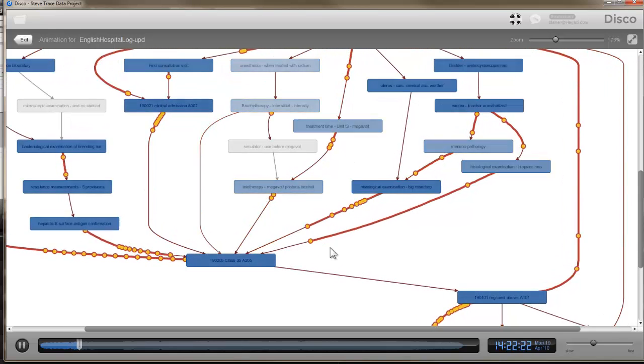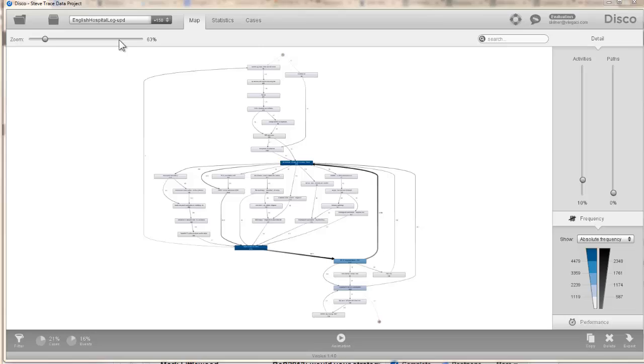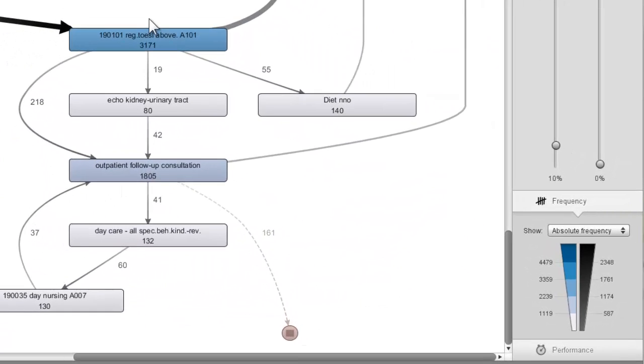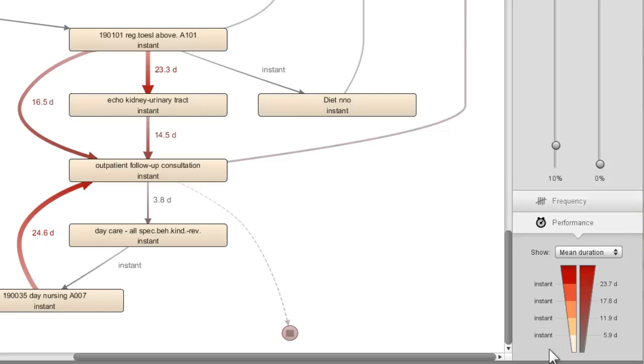Going back to the map for a final look, we see some numbers. These represent how many patients had each activity or followed each leg of the path. The line thickness gives a quick visual clue about relative prominence. We can also see the time spent on each activity or path.